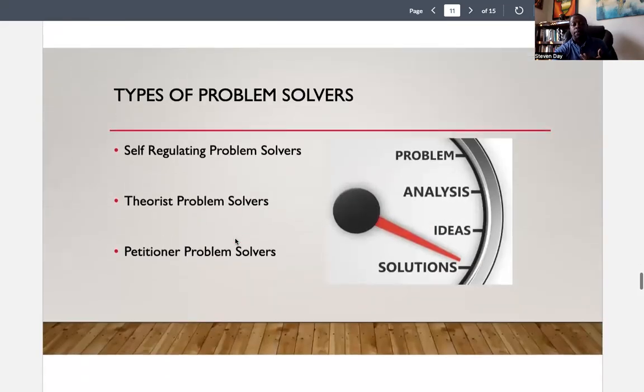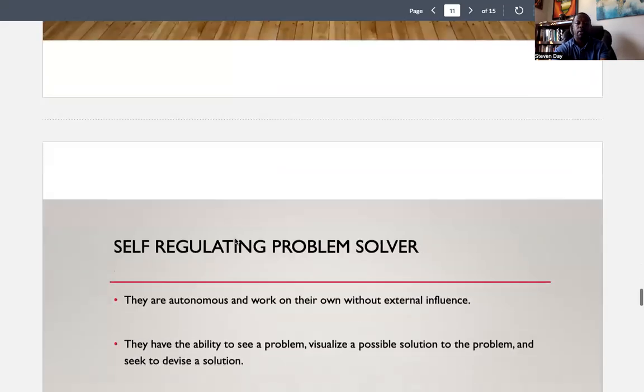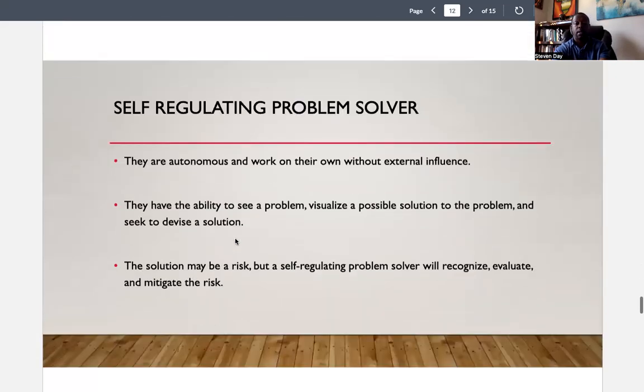Then you have types of problem solvers. So one, you have the self-regulating problem solver. You have a theorist problem solver and a petitioner problem solver. We'll talk briefly about these different types. So the self-regulator, they are autonomous, and work on their own without external influence. So they like to work with autonomy and not having somebody micromanage them, standing over their shoulder. They work better with more creative space to get what they need to get done.